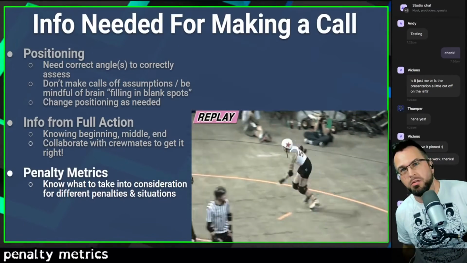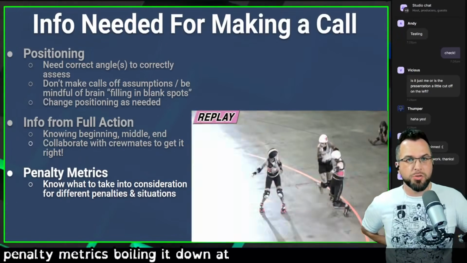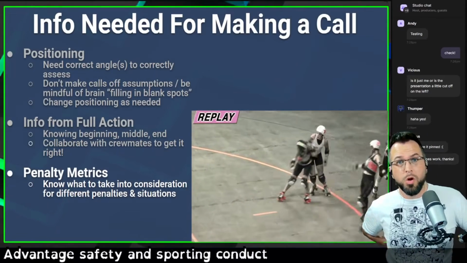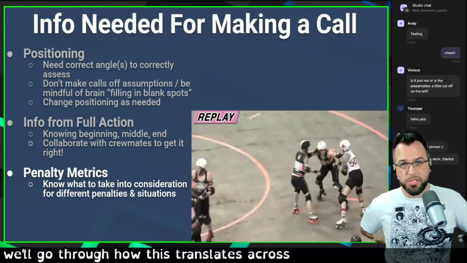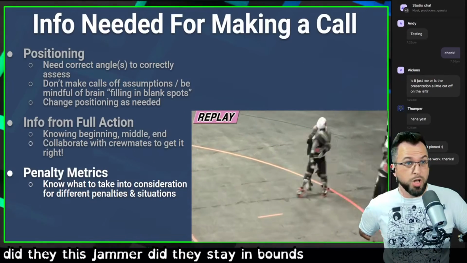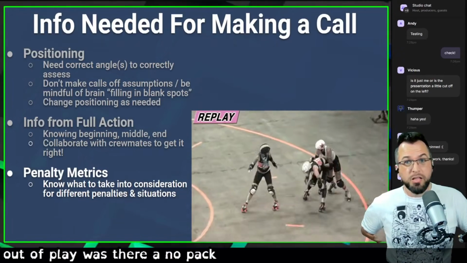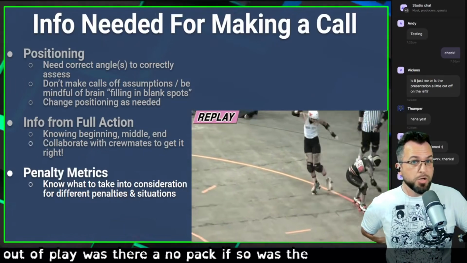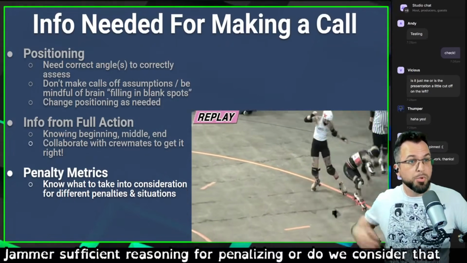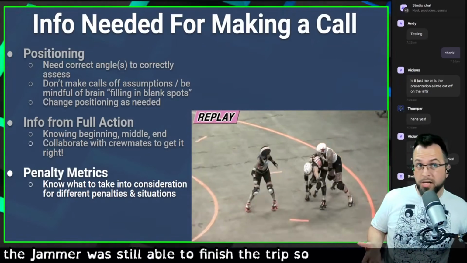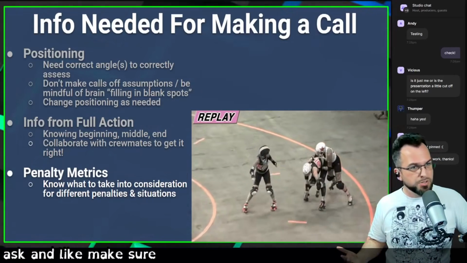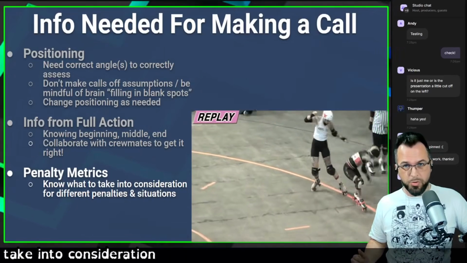Penalty metrics, boiling it down, it mostly comes down to gain, loss, advantage, safety, and sporting conduct. We'll go through how this translates across the different penalty families. In this photo, did they stay in bounds? Were those blockers out of play? Was there a no pack? If so, was the slowing down of the jammer sufficient reasoning for penalizing? Or do we consider that the jammer was still able to finish the trip so there wasn't enough impact to make a call? There's a lot of things that you gotta ask and make sure that you have all the details correct and to take into consideration through any single action.